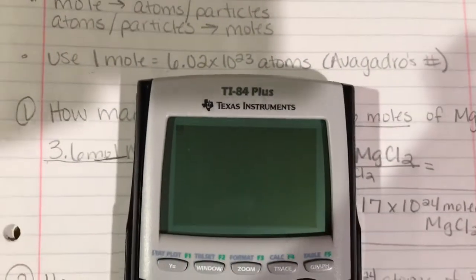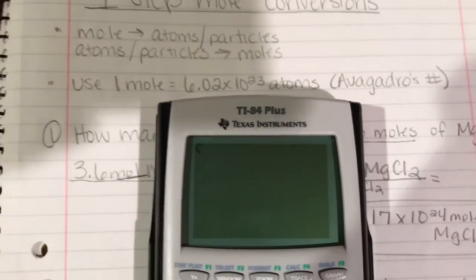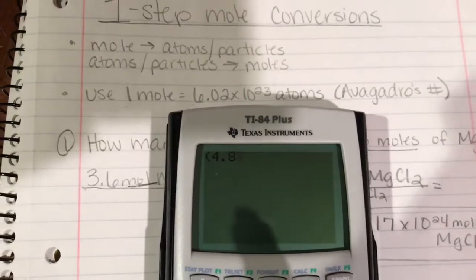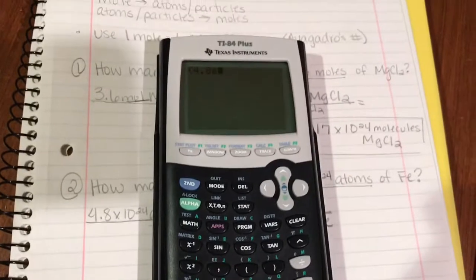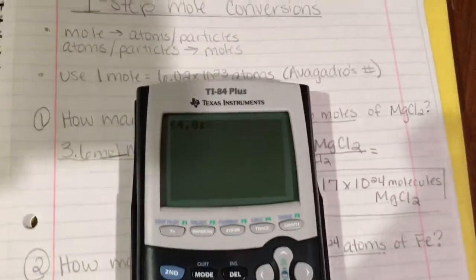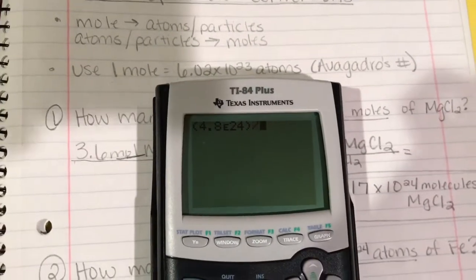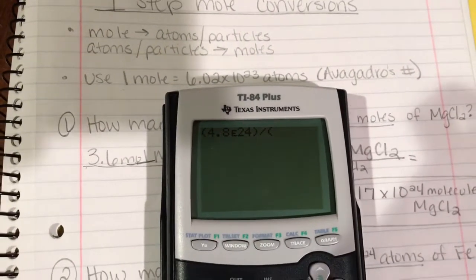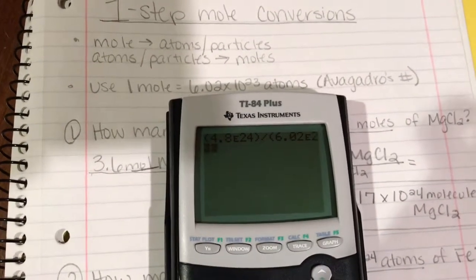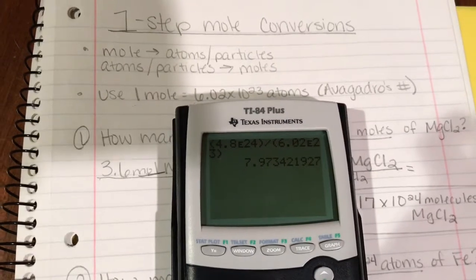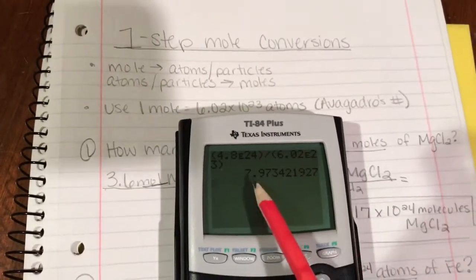I'm going to use parentheses in order to show my calculator order of operations. I have 4.8, hit my second comma button right here to get my EE, my times 10, to the 24th power, divided by, open parenthesis, 6.02, hit my second comma button, the times 10, 23rd power. Enter.